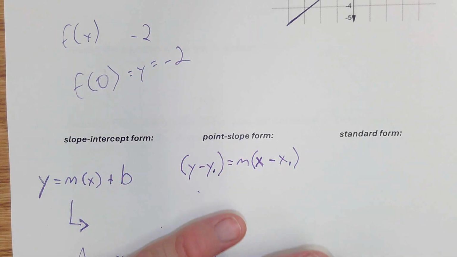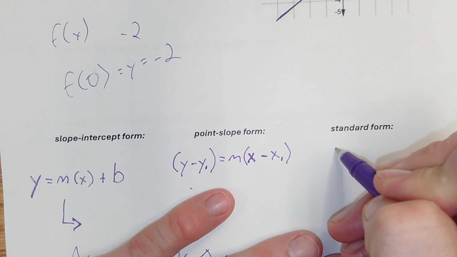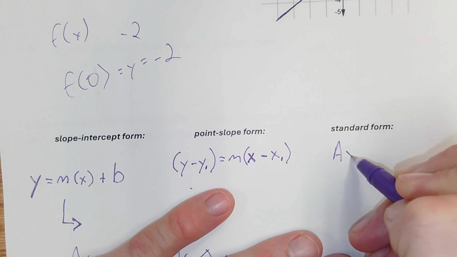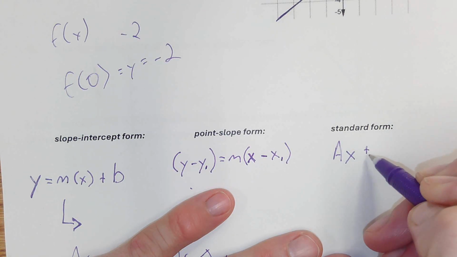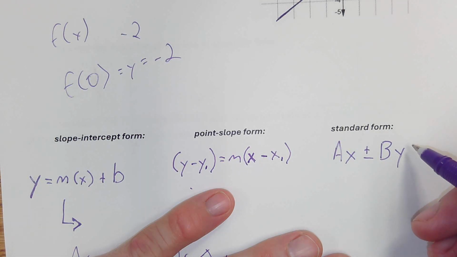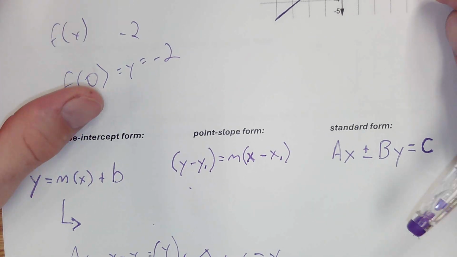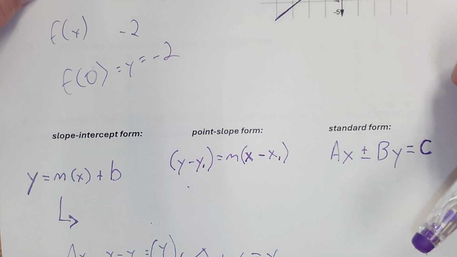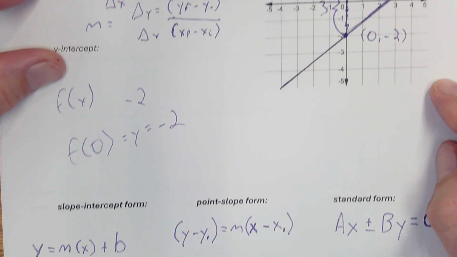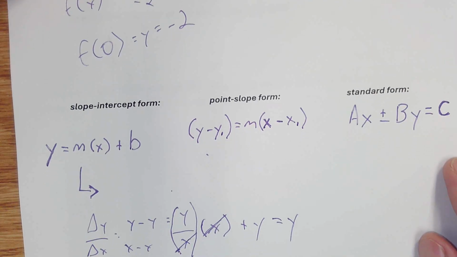Okay, and then standard form is going to be an x value with an a coefficient, plus or minus my b coefficient for my variable y, equals a constant. That constant is more or less going to be my y-intercept. Okay, so that is pretty much all we're going to get into for this section. We're going to get more into all this stuff a little bit later.